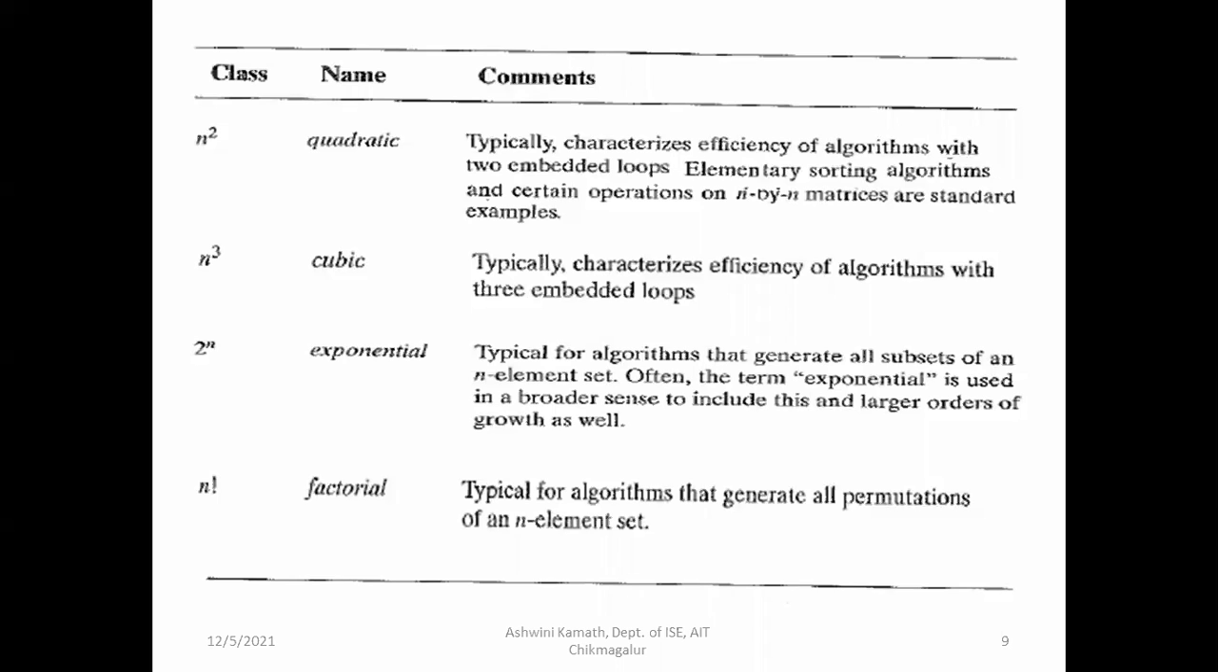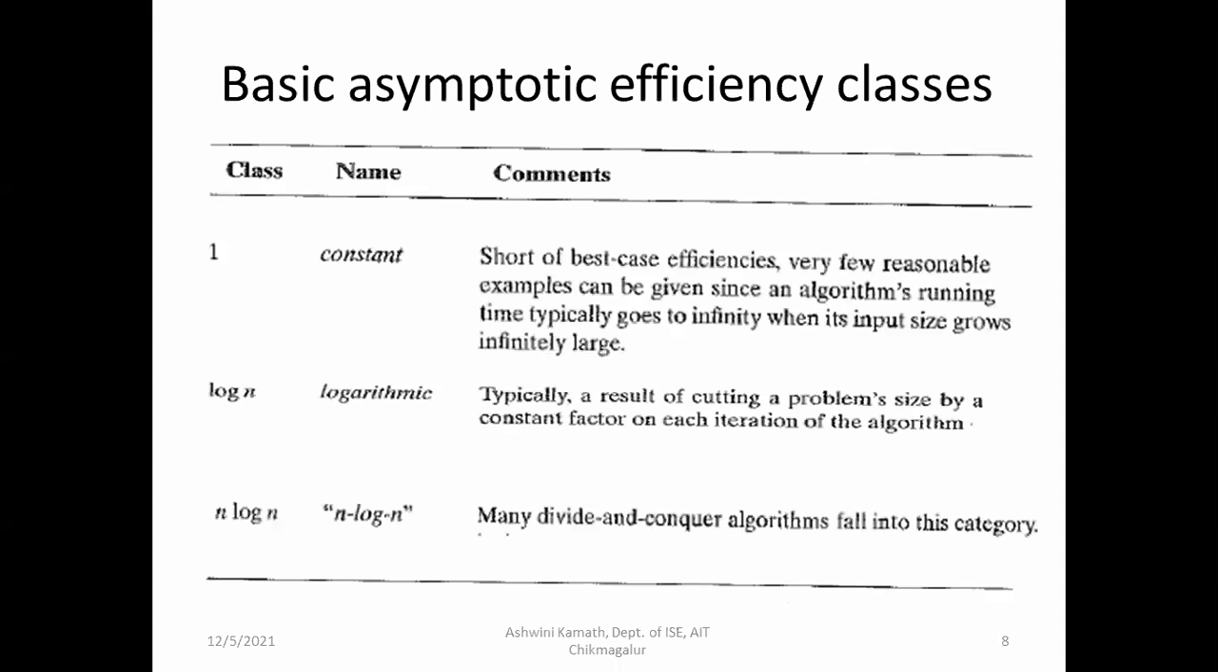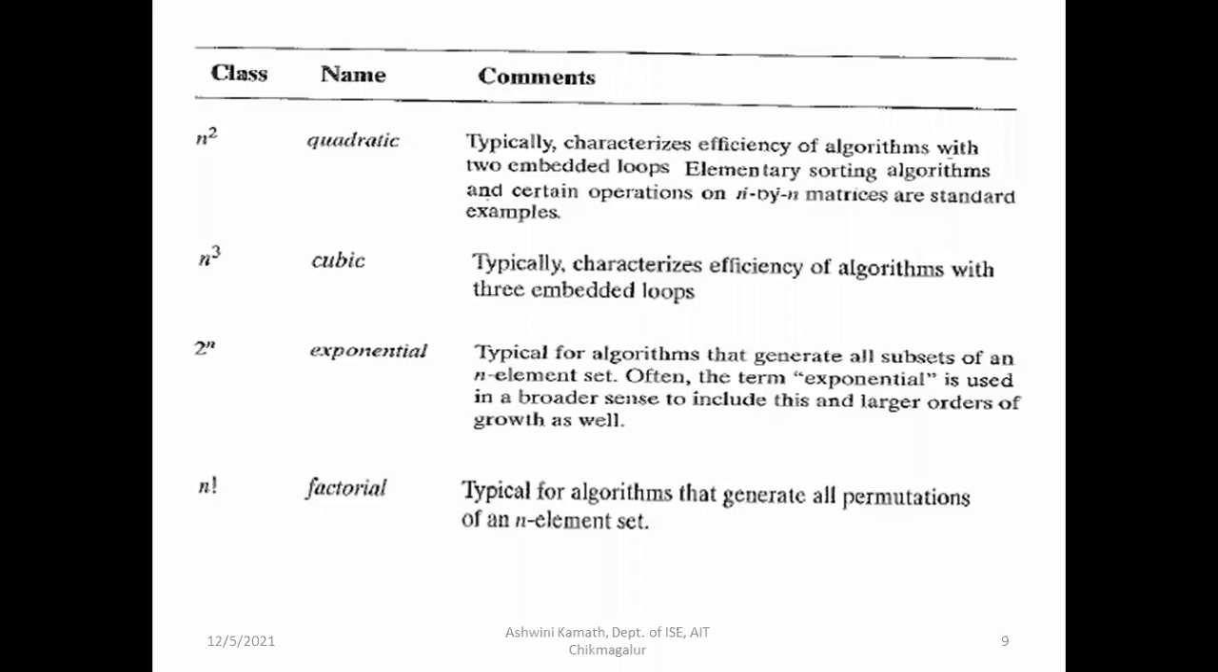So these are the efficiency classes: 1, log n, n, n log n, n square, n cube, 2 to the power of n and n factorial. Again, you might get n to the power of 4 also, that is when we have 4 embedded loops. But usually these are the standard basic efficiency classes which we are going to use.